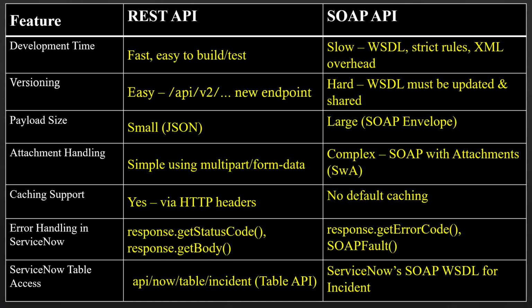Attachment handling for REST integration is simple using multipart form data. But in case of SOAP integration, it's very complex, with more attachment handling. In case of versioning of REST APIs, a version change just changes the URL. That's enough. But in SOAP, if one field changes in the schema, the entire WSDL file must be regenerated and reshared. That's why its versioning is hard.